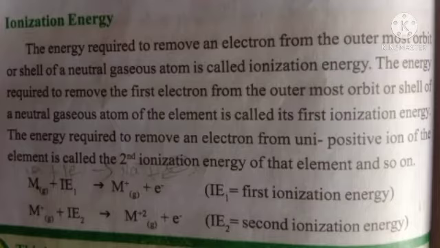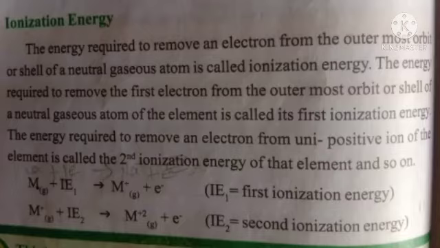The energy required to remove the first electron from the outermost orbit or shell of a neutral gaseous atom is called the first ionization energy. The energy required to remove an electron from the unipositive ion of the element is called the second ionization energy. Then what is the question here? Why is the second ionization energy more than the first ionization energy for any element?